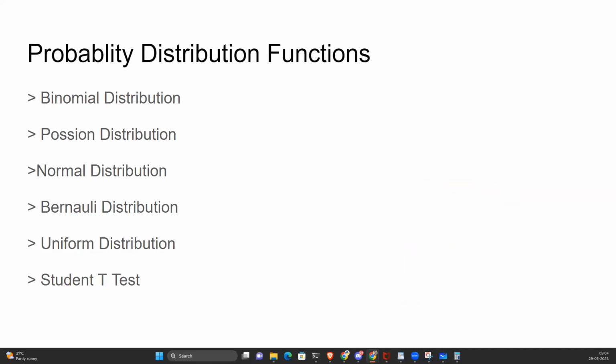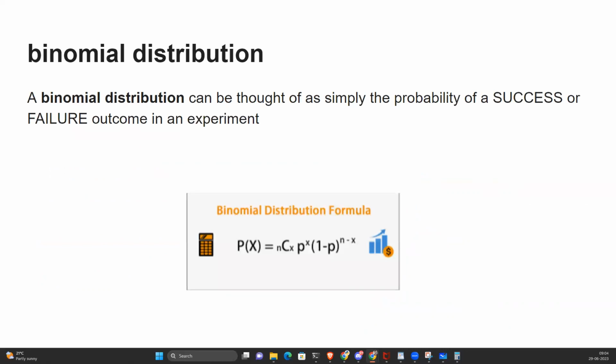Now we already discussed the different types of distribution: normal distribution, binomial distribution, Poisson distribution, uniform distribution, Student's t-test, right? So let's discuss the binomial distribution first. What is binomial distribution? Binomial distribution can be thought of as a simple probability of success or failure. If you have to calculate only within two classes, like either head and tail, pass or fail, then we should go with the binomial distribution. Binomial distribution is not applicable where we have to calculate the probability for more than two classes.